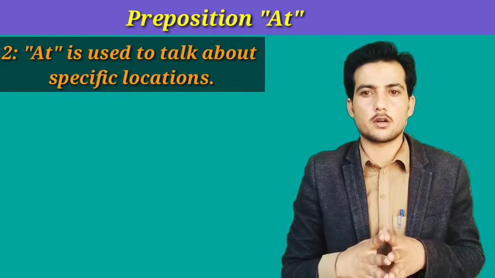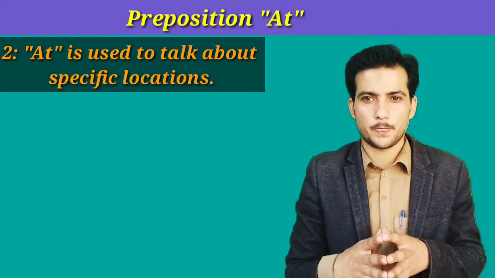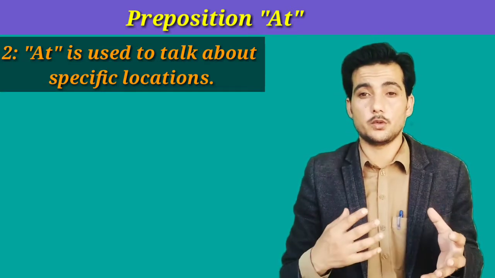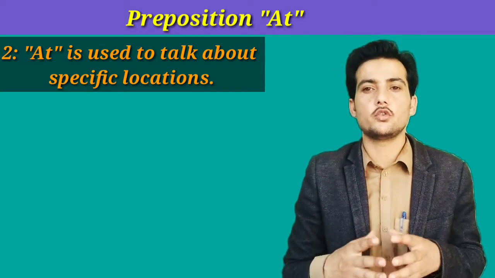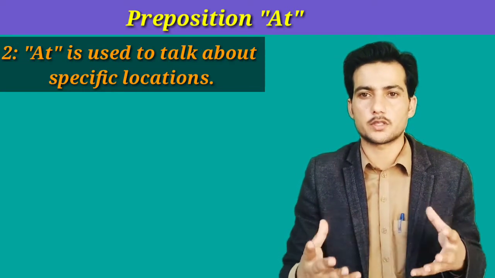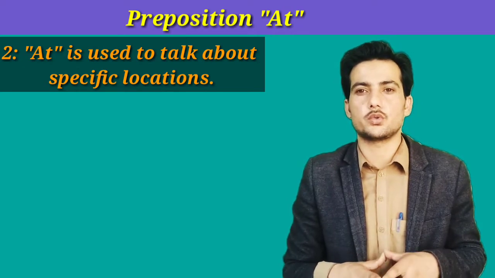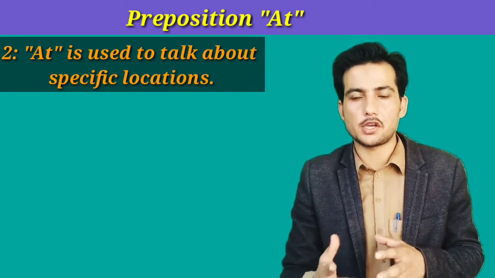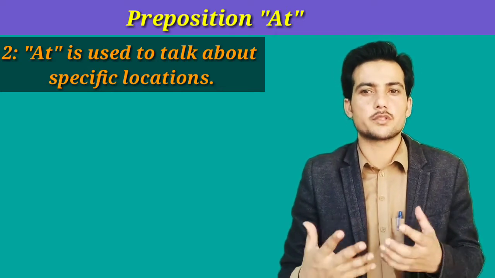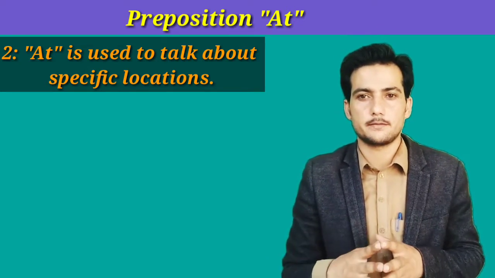"At" is used to talk about specific locations. It means that whenever we want to meet one another, we choose a specific location for ourselves. We say that you sit there and I'll come. So when you want to specify the location, then you need to use the preposition "at".